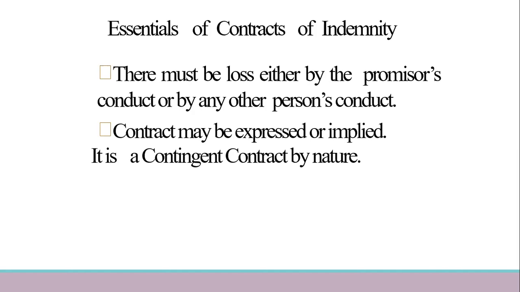So all the elements of a valid contract come into a contract of indemnity. There must be a loss, either by the promisor's conduct or by any other person's conduct. That is the only additional element. And the contract may be express or implied. It is a contingent contract by nature. All other elements of a valid contract can be written here.